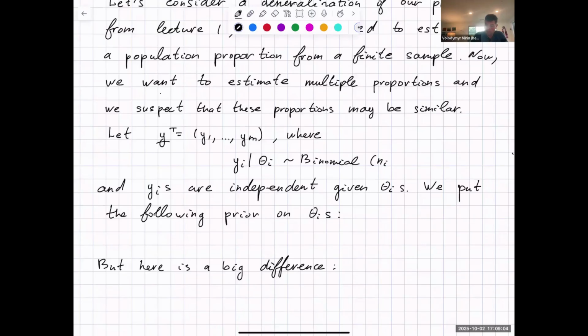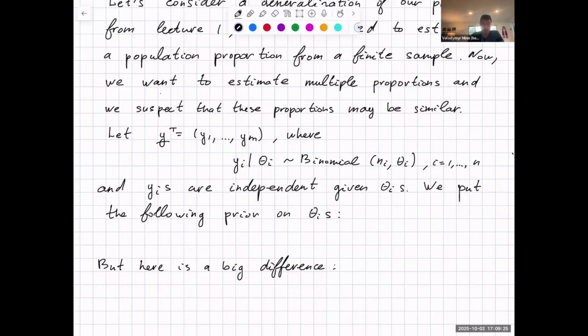Binomial, the only difference now is that I'm assuming I have this index i to indicate that I have multiple locations, or multiple observational units. And this n sub i, right? This is the number of binomial or Bernoulli trials. It can be different across locations, right?